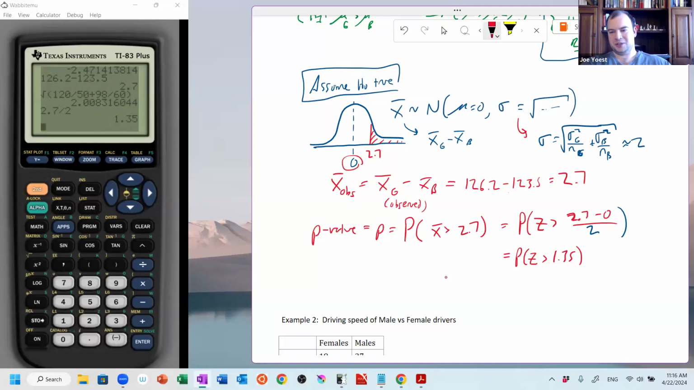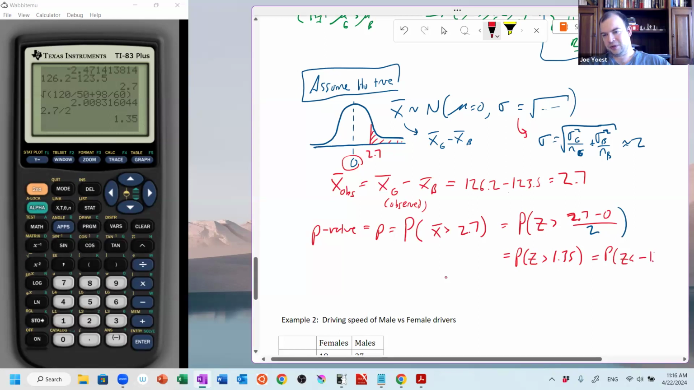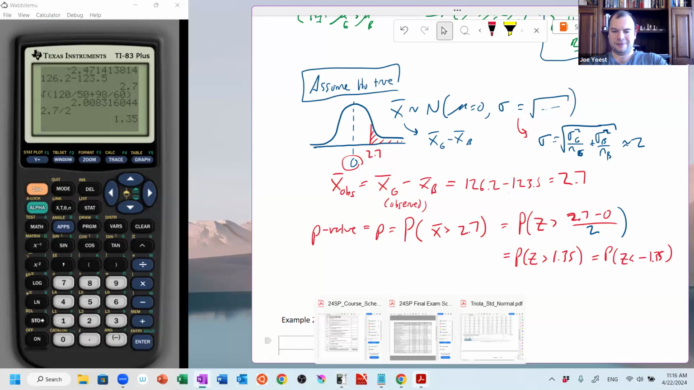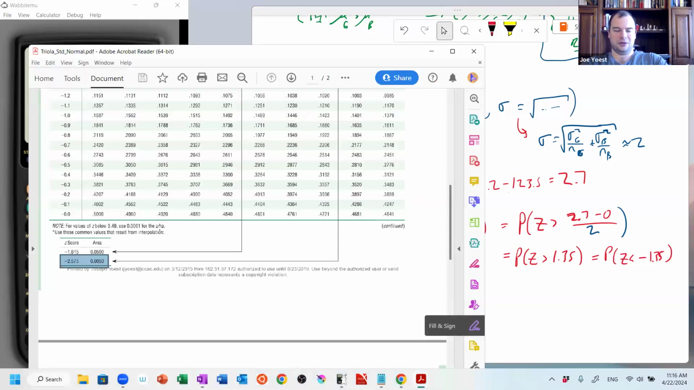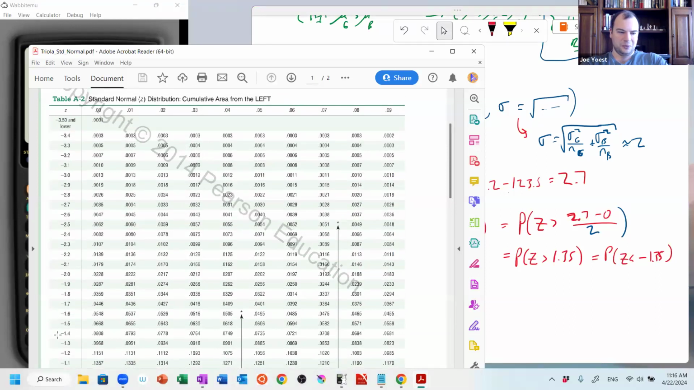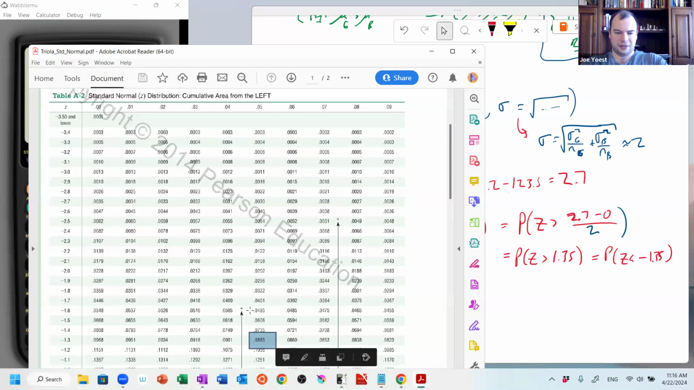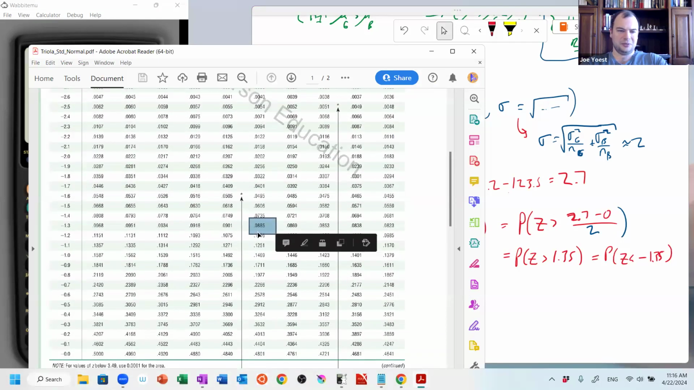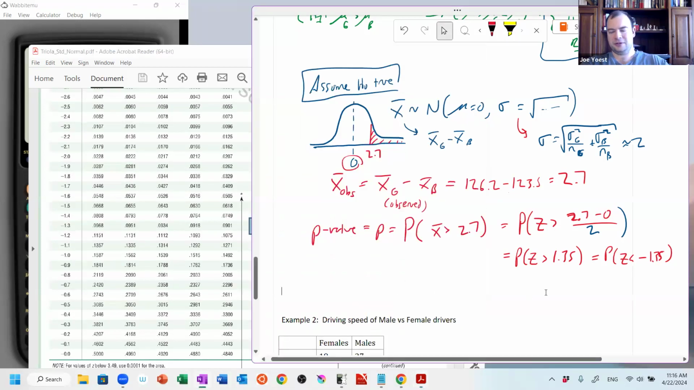And of course, this is the same as the probability Z less than negative 1.35 by symmetry. And we can go to our normal table. Probability Z less than negative 1.3 is in this row. And we're looking for the 5/100ths. We see that that's here, and this is 0.0885.